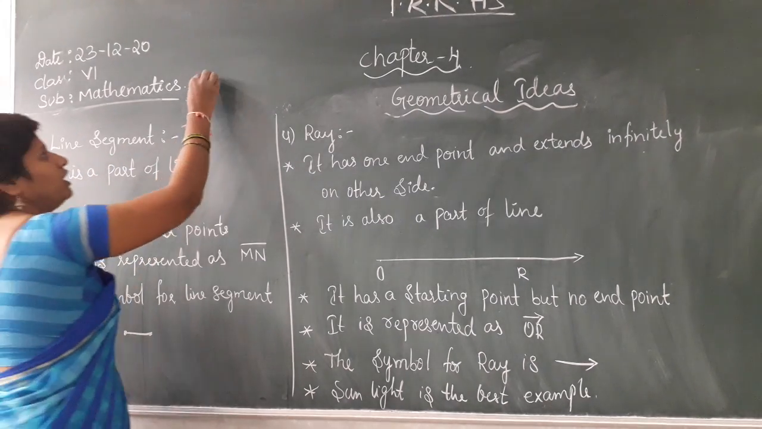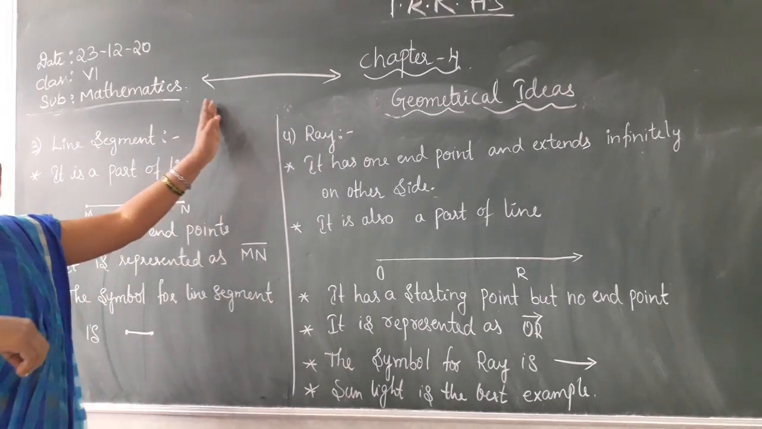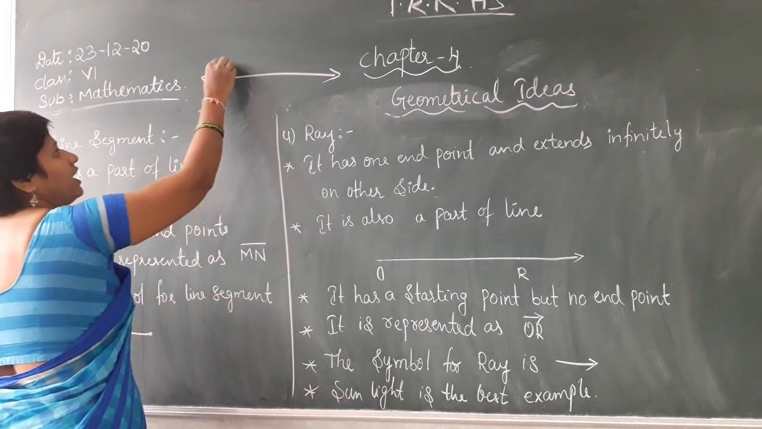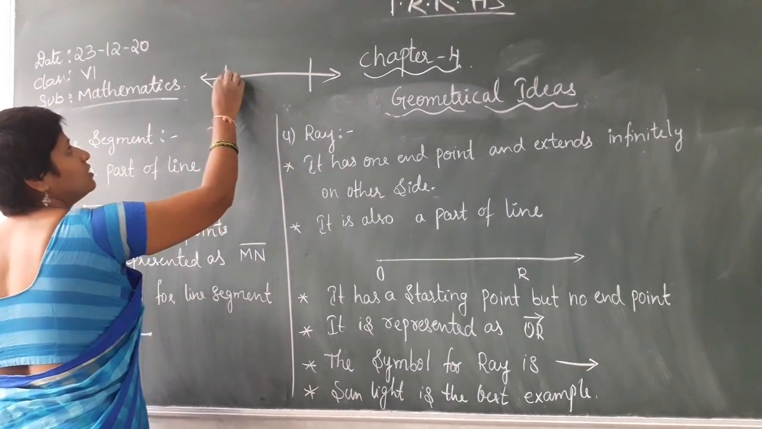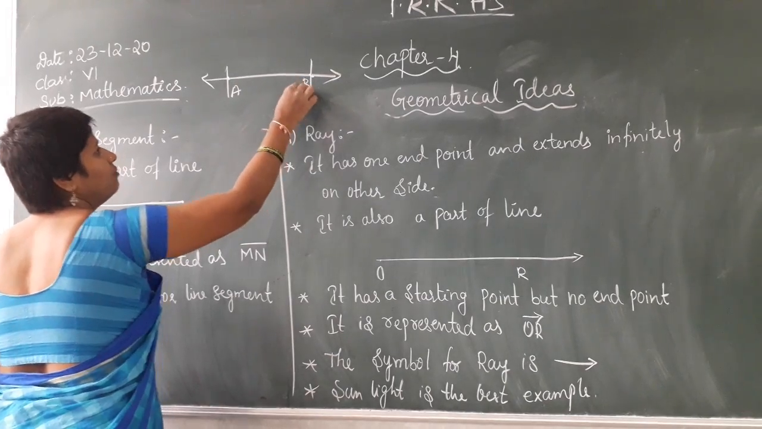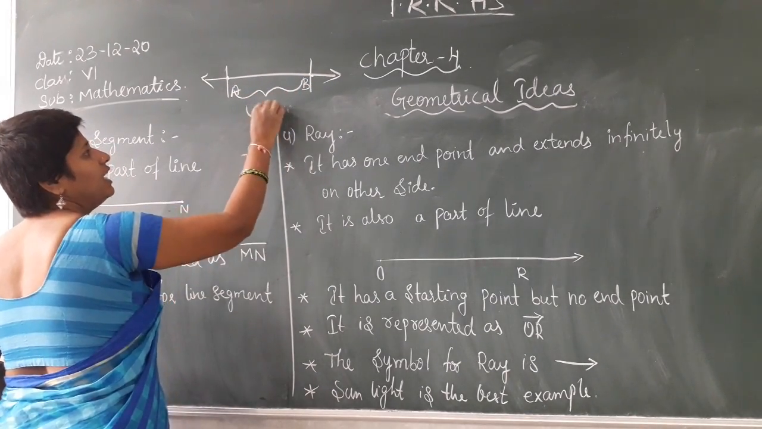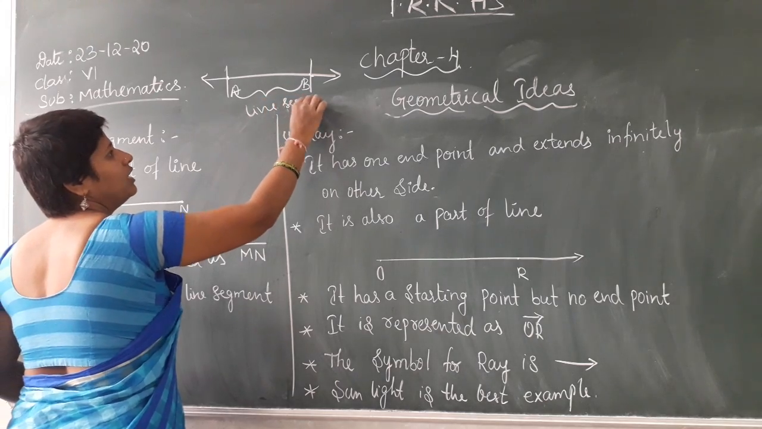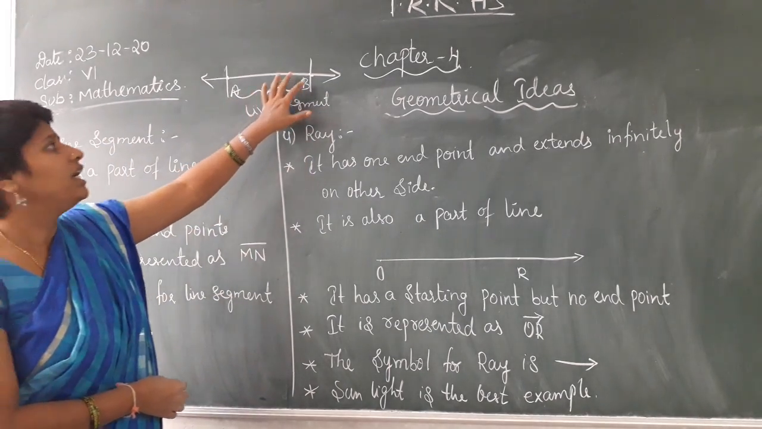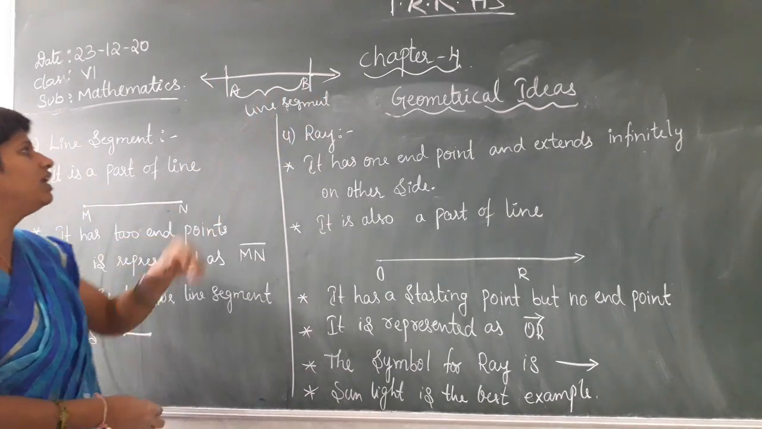See, line means what is it? This is your line, so it extends from both sides. Right? Now what I have done is taken a line segment from this. Okay. Now I am naming it as A and B. Now this portion I can call a line segment. A line segment is a portion of the line.